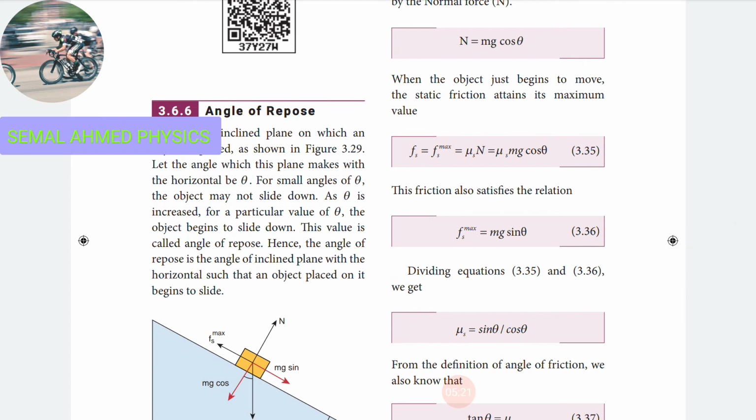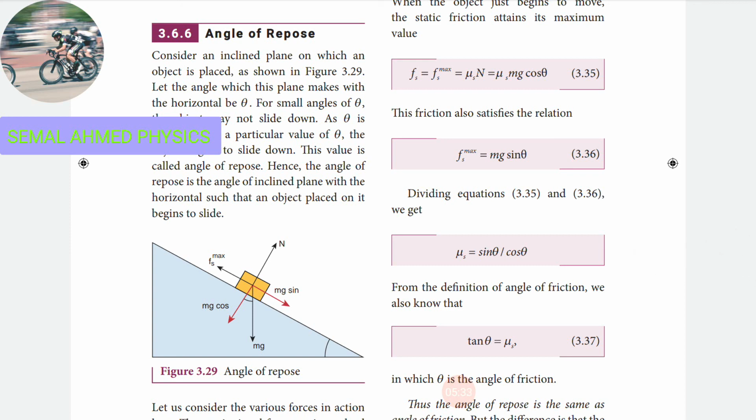You can look at this small angle theta. The angle theta is increased, and for a particular value of theta the object begins to slide down. This value is called the angle of repose. Look at the diagram: a yellow body is going to slide in the down direction. This may be resolved into two components, horizontal and vertical. The horizontal component is mg sin theta and the vertical component is mg cos theta, because the weight force mg takes place in the downward direction and resolves into two components. Against mg sin theta, the opposing force is the friction force, Fs maximum.